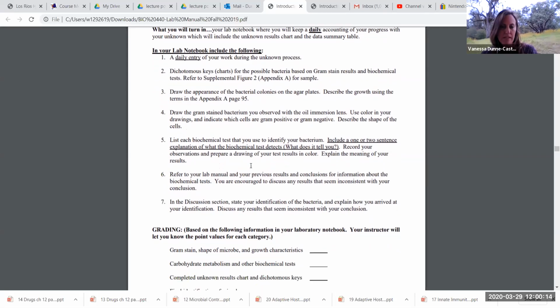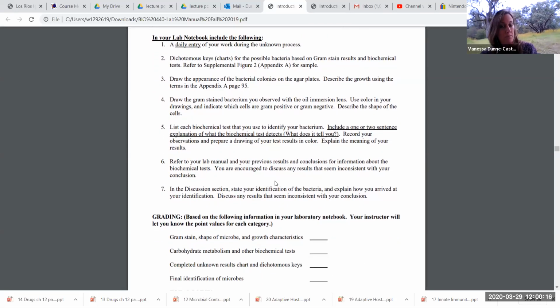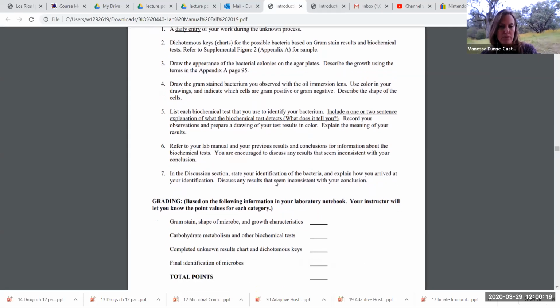Number 5, we've just discussed this, explain the meaning of your results. Number 6, refer to lab manual and your previous results in conclusion for information about the biochemical test. You're encouraged to discuss any results that seem inconsistent with your conclusions. So if you come to a test, and this might be really important for a few of you, some of these organisms in, for example, some of their fermentation are a little bit strange to interpret. If you come to that where one of the tests is really important for you to have the results of some fermentation and you just can't interpret that tube, look back on your biochemical results chart and see if there is another test that can be supplemented for that one first and foremost.